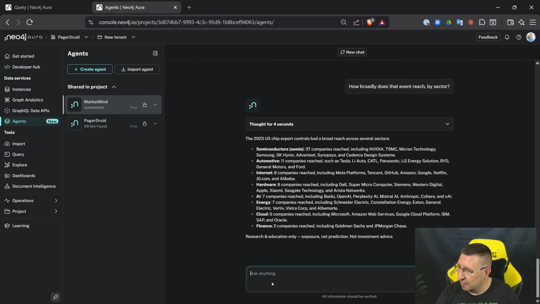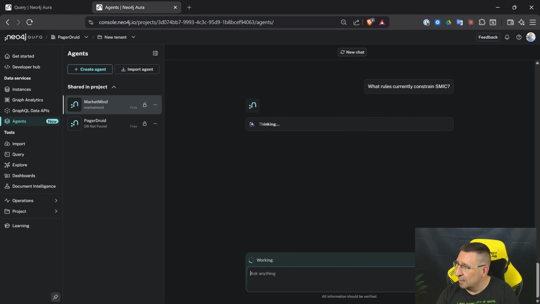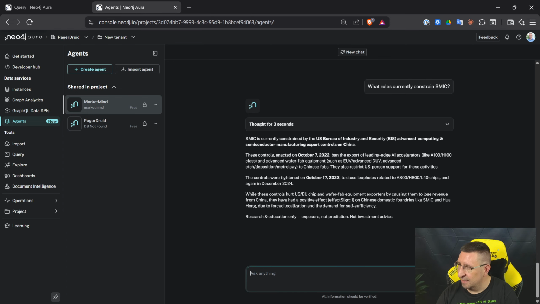And last but not least, what rules currently constrain SMIC? US Bureau of Industry and Security, Advanced Computing and Semiconductor Export Controls on China. Because, yep, this is still in place. It has not been raised that I know of so far. At least that's what I told the database.